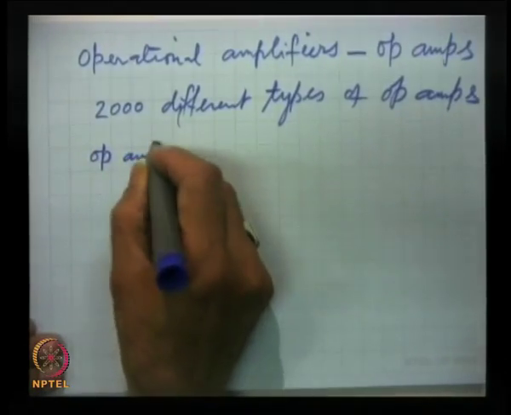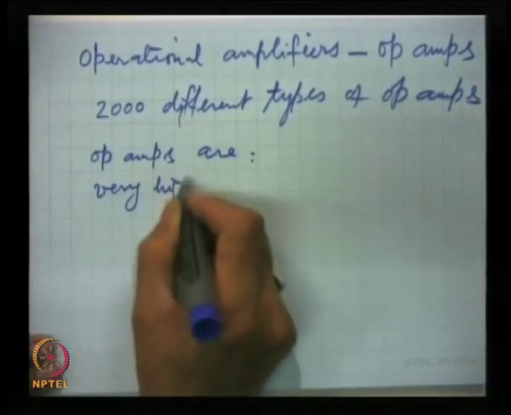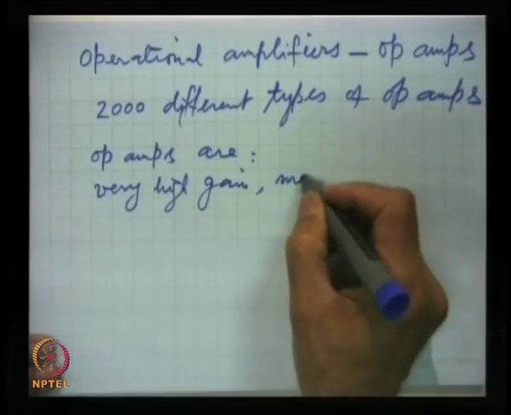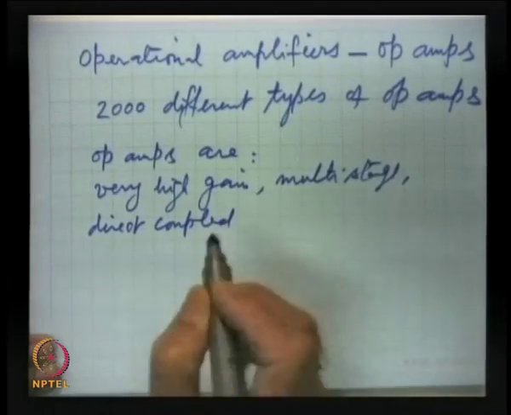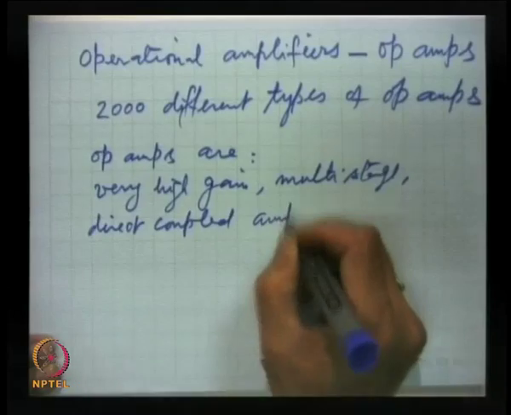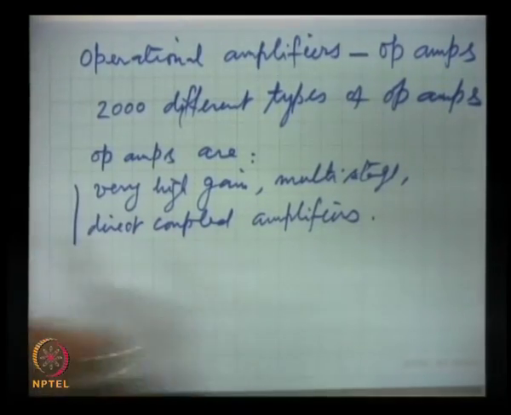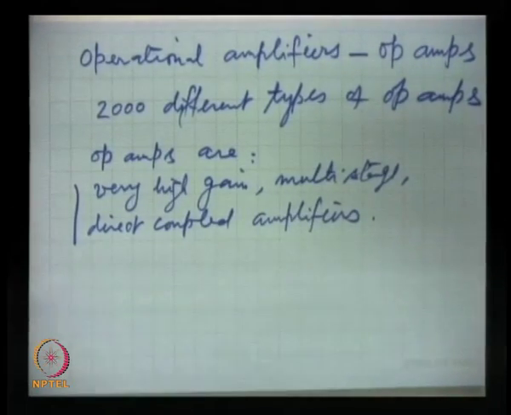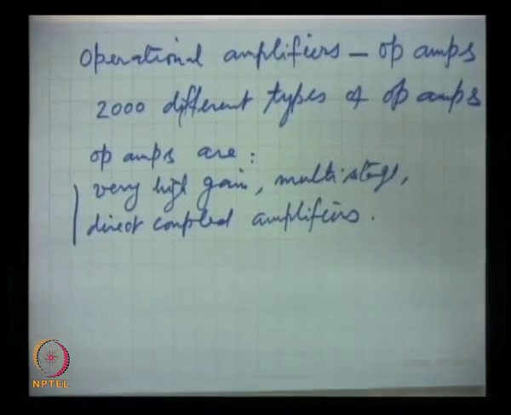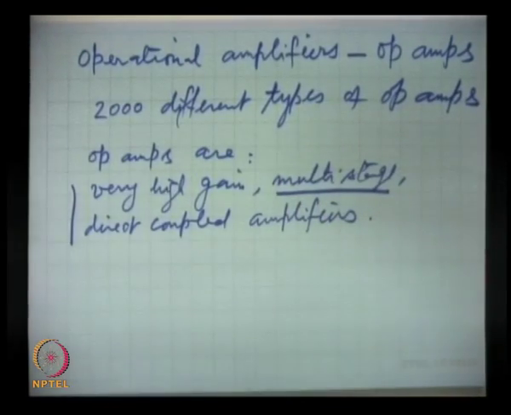Now, what are op-amps? Operational amplifiers are very high gain, multi-stage, direct coupled amplifiers. These are the main important points about operational amplifiers. They have very high gain. How high? 10 to the power 4, that is 10,000 and above, up to 100,000. This gain cannot be achieved from a single stage. It has to be multi-stage, so it is a multi-stage amplifier.